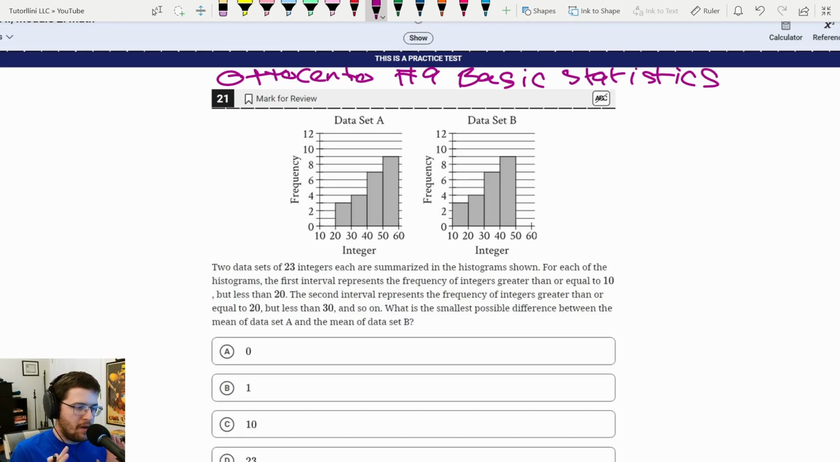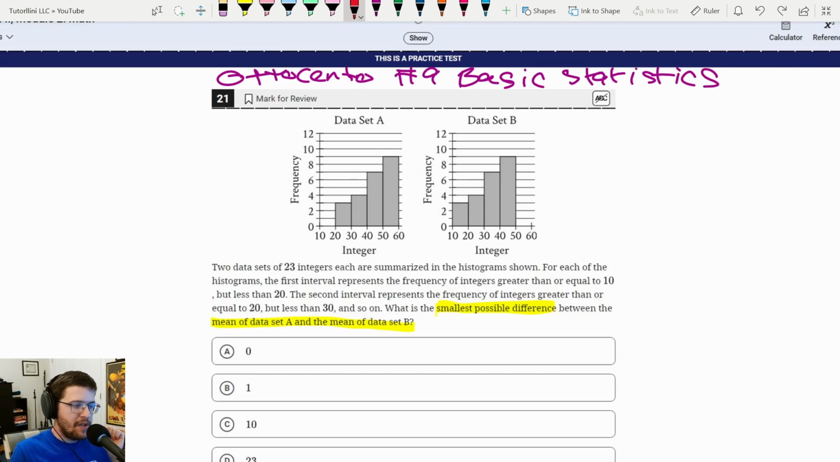Okay, so first things first, I noticed that it says smallest possible difference between the means. So do you see how it's the exact same frequency distribution, just data set A has bigger numbers? So the mean of A is going to be bigger than the mean of B. I talk about this in the video, you could think about it as like 2 friends with different amounts of money. Let's call data set A the wealthy friend, and data set B the friend with less money.